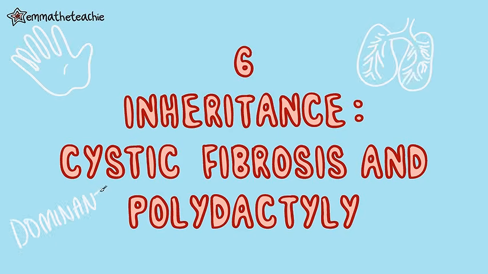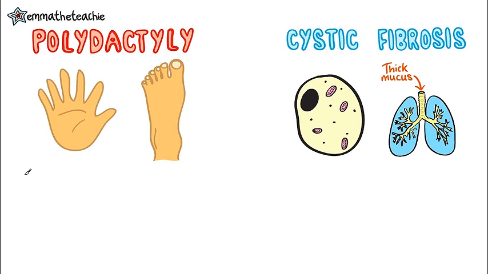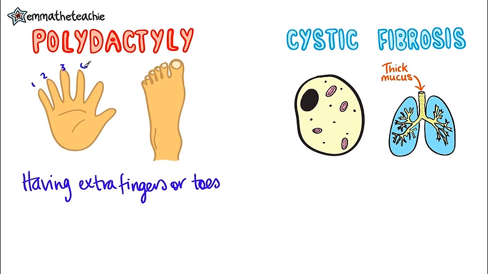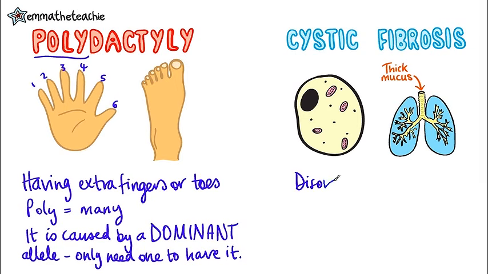6. Cystic fibrosis and polydactyly. People who have the genetic disorder polydactyly will have extra fingers or toes. Part of the word poly actually means many, like a polygon is a many-sided shape. It is caused by a dominant allele. This means people only need to have one allele to get the disorder.